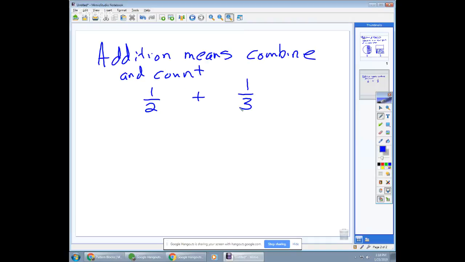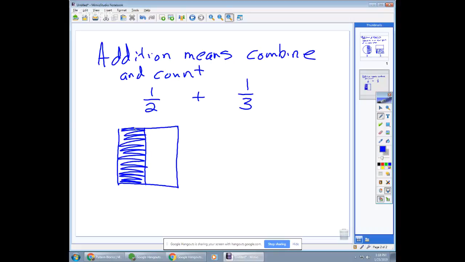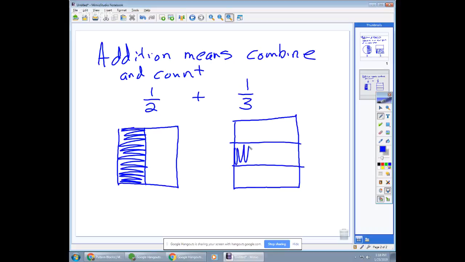I'm going to draw them each as cakes, so I'm going to draw my best square underneath the half. I'm going to cut 1/2 vertically, and then I get to pick 1/2 as the one that I'm going to work on. And then for the third, I'm going to draw the same size cake to the best of my artistic ability. But this time I'm going to cut it horizontally into thirds, your best guess as to where those thirds live. And then pick one of those thirds to represent that 1/3.